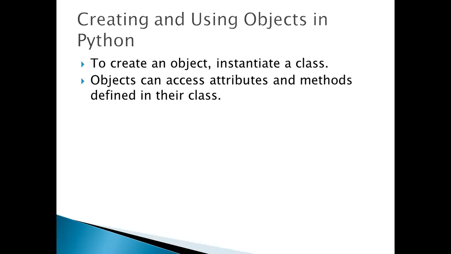Now we will see creating and using objects in Python. To create an object, first instantiate a class and then use the class name followed by the parentheses to call the constructor.